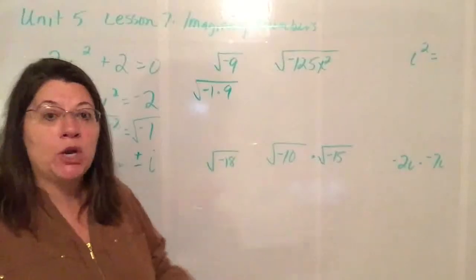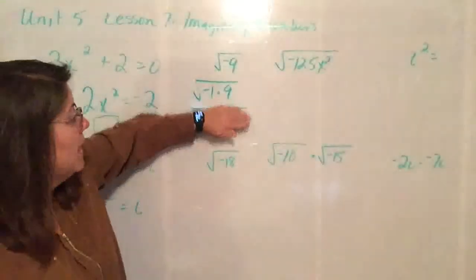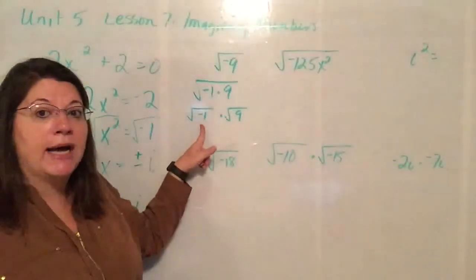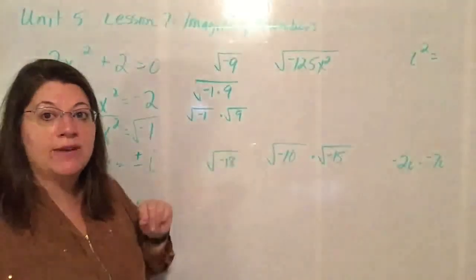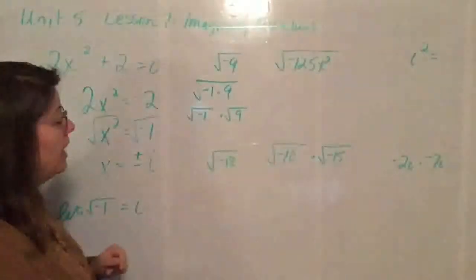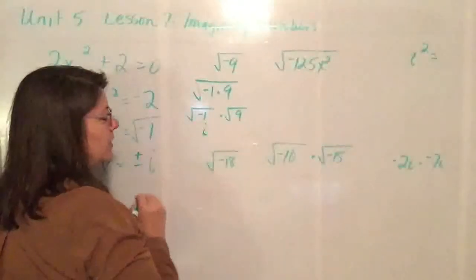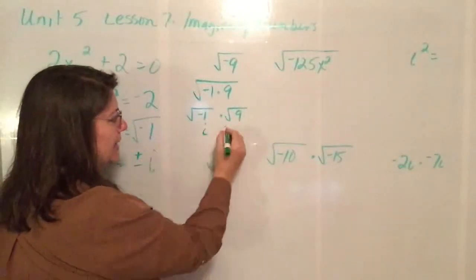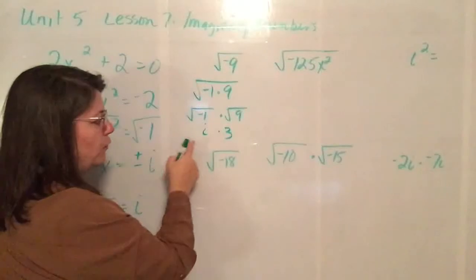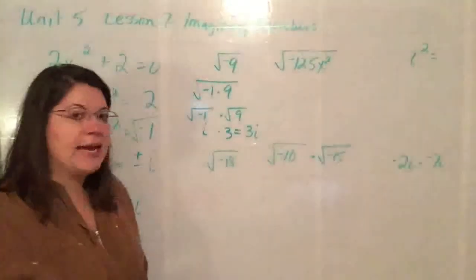And then, knowing what we know about radicals, we are allowed to separate that out, and it becomes the square root of -1 times the square root of 9. Then we can simplify this based on what we know. Well, we know that the square root of -1 is i. We also know that the square root of 9 is 3. So if we multiply those together, our answer for that will be 3i.